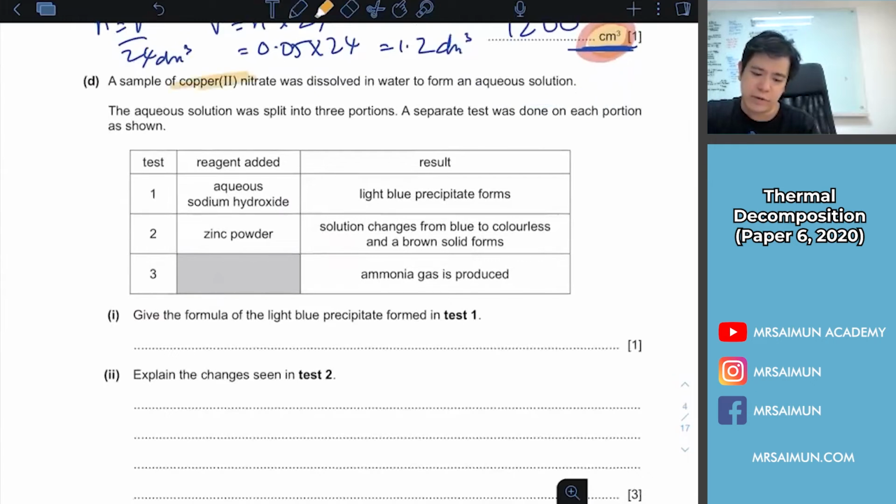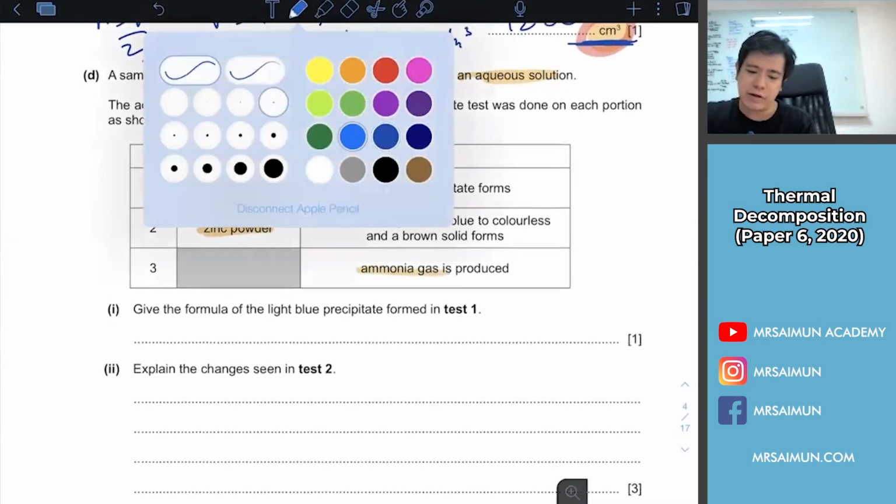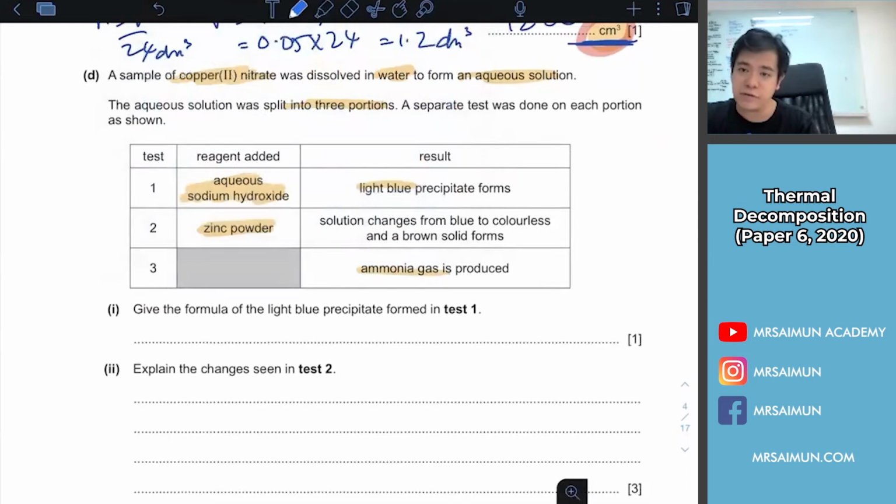A sample of copper 2 nitrate was dissolved in water to form aqueous solution. Okay, Damien, see you later. Then the aqueous solution is split into 3 portions. One is added to sodium hydroxide, like a tester, light blue, and you add zinc powder. Then you have a displacement reaction, and then ammonia gas, so this is heated. This is why copper nitrate is so popular, because you can use it for different things.